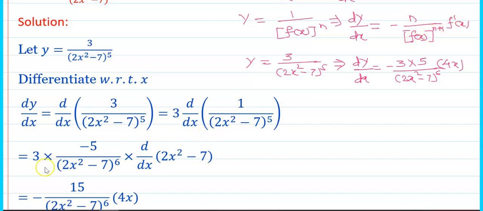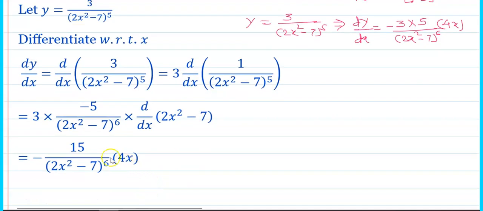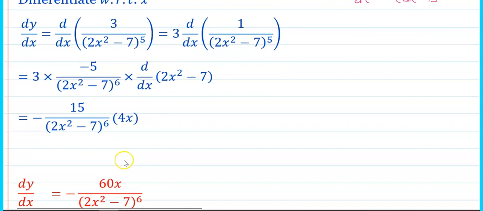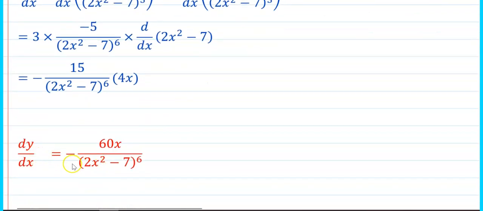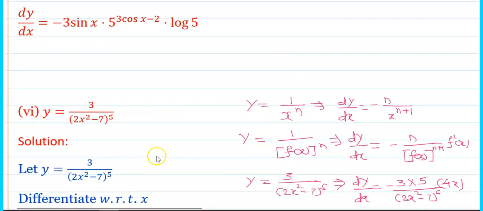In a similar way, 3 is here. Minus n means minus 5. 2x square minus 7 raised to n plus 1 means 5 plus 1, that is 6, into d/dx of 2x square minus 7. What's the derivative of 2x square? It's 4x. The derivative of 7 is 0, it's a constant. And here multiplication: 15 into 4, that is 60. And therefore dy by dx is equal to minus 60x upon 2x square minus 7 bracket raised to 6. Okay, you can see here again.